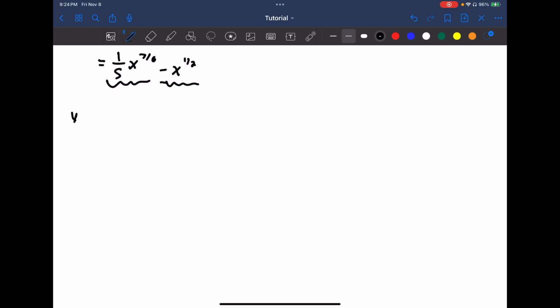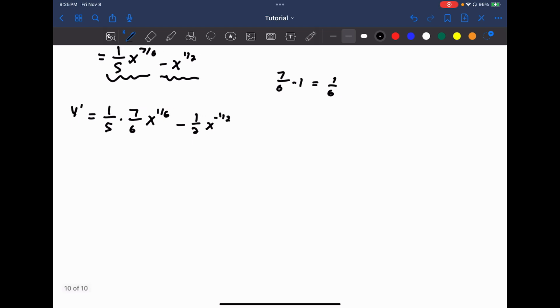So our differentiated function would be, so remember this part has a constant, so you multiply everything by the constant, which is 1 over 5, times 7 over 6, which is our n value, times x to the power of n minus 1. So 7 over 6 minus 1 is equal to 1 over 6. So x to the power of 1 over 6. And then we will carry the minus sign, and then find the derivative for this function. So it would be 1 over 2 times x, and n minus 1 will be negative 1 over 2.